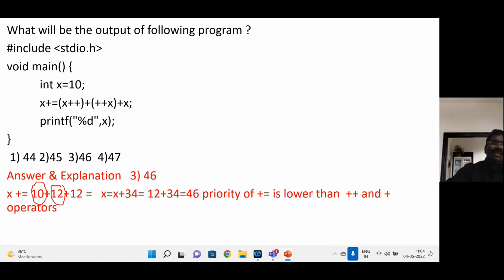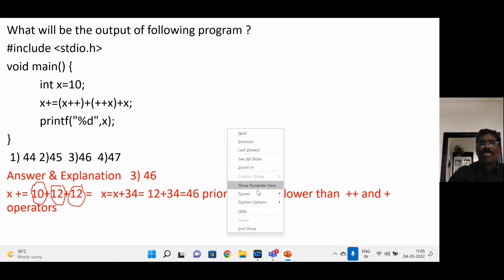After that, the same value in x is equal to 12. After incrementing, the x value will be 12, and this 12 is assigned to this. So that is 10 plus 12 plus 12, which is equal to 34. 34 plus x, and there is the shorthand notation +=. That's why we are getting 46. I think you understood this, right?